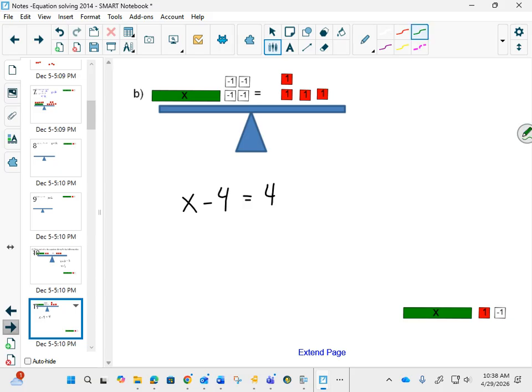The math way of showing it is, what is the opposite of subtracting 4? Adding 4. That gets my x by itself. 4 plus 4 is 8. There's the answer. So with the negatives, it gets a little bit trickier than just positive numbers to see the answer. But the idea is the same.